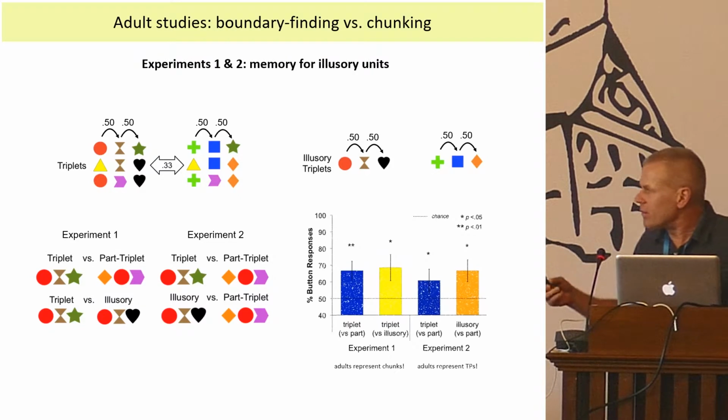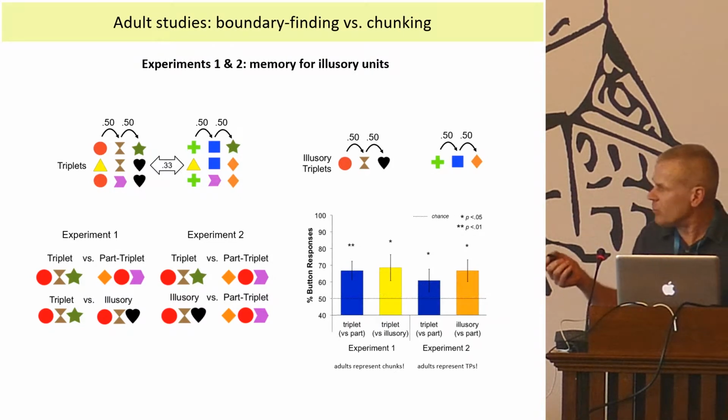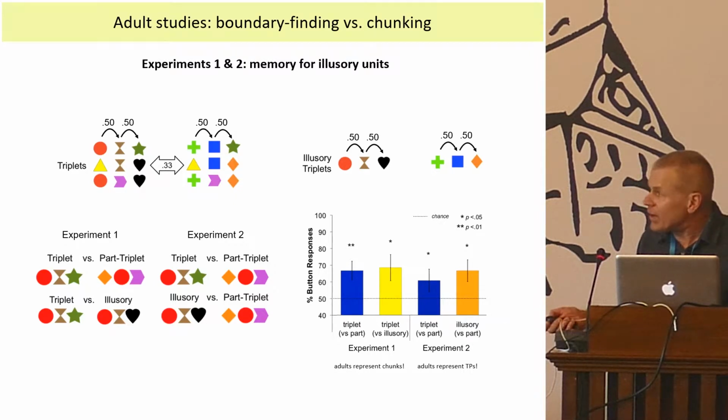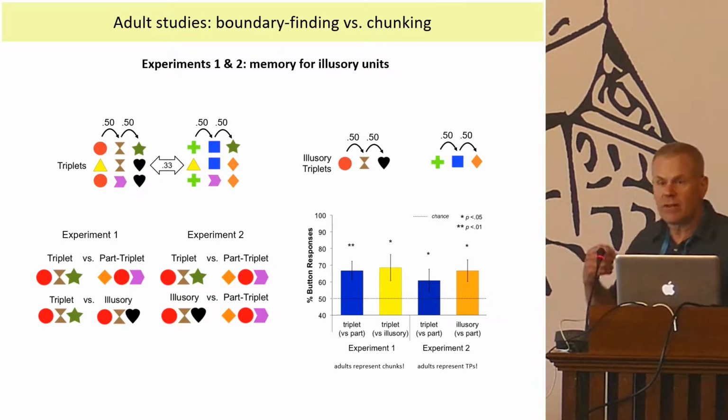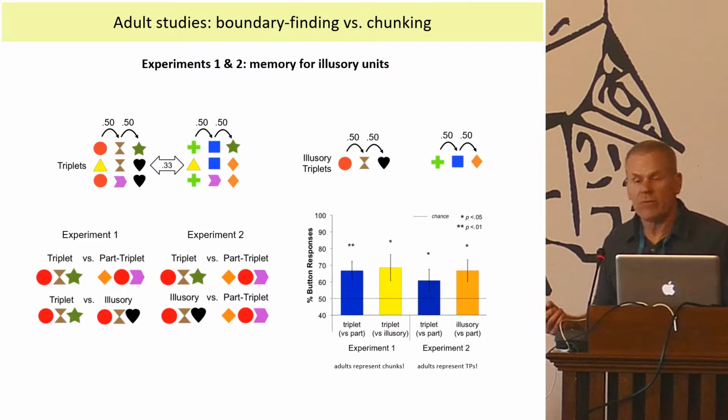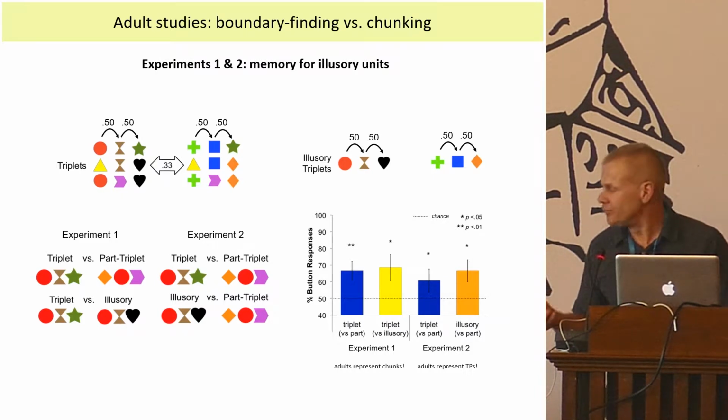We found that adults in experiment 1 endorsed triplets when compared to both part triplets and illusory triplets. So that implies that the adults are representing these triplets really as chunks. Even though the illusory triplets had the same TPs, the adults discarded that information apparently and represented the triplets as chunks, discriminating them from the illusory triplets.